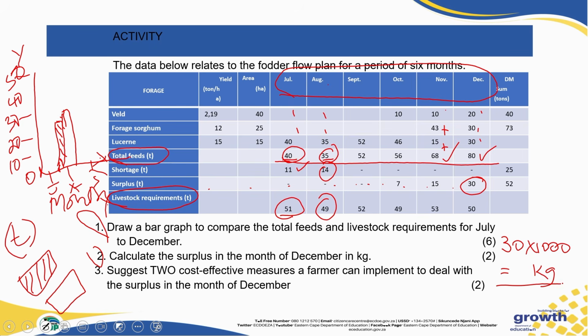It will be in kg, because I said when converting kg to a ton, you divide by 1,000. When converting a ton into kg, you multiply by 1,000. You use a standard figure, which is 1,000.